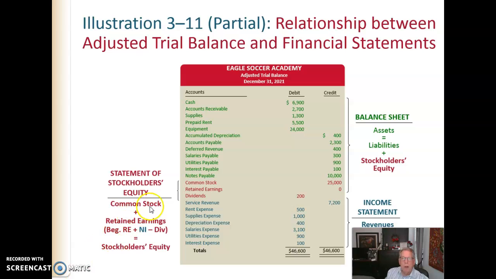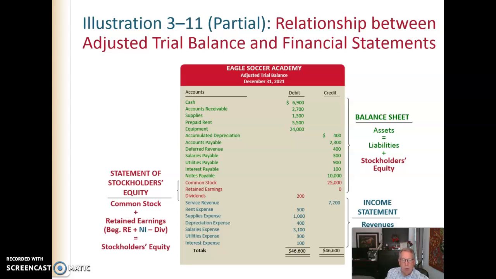color-coded this for us. Here are our balance sheet accounts in green. Cash, accounts receivable, supplies, and prepaids are all current assets. Equipment and accumulated depreciation are long-term assets. Then we have accounts payable, which is a short-term liability, and deferred revenue, a short-term liability, salaries payable, utilities payable, interest payable, and maybe a notes payable, maybe not as a current liability. But all our liabilities are located there. And then we have our stockholders' equity section indicated in red here.